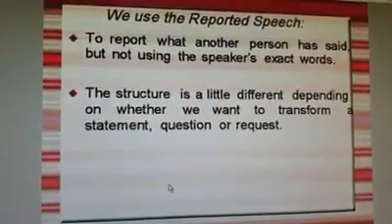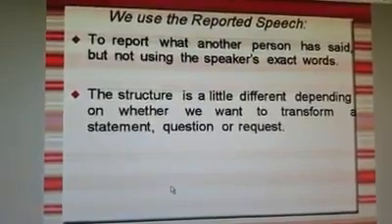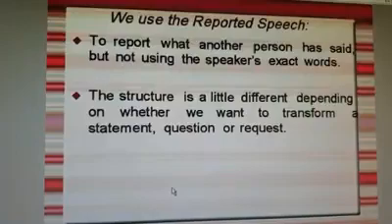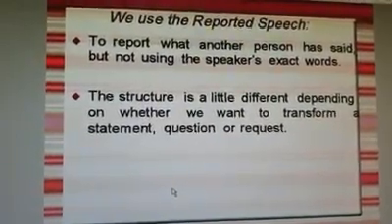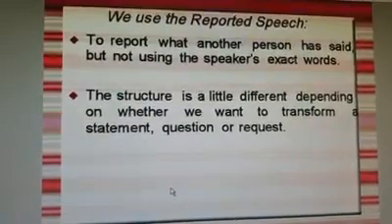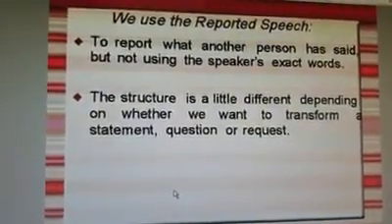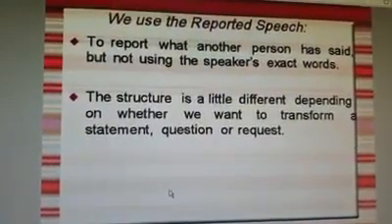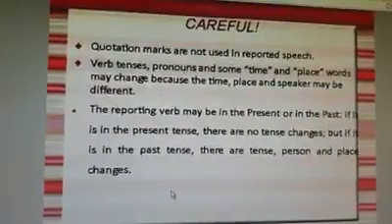We have said that we have direct speech and reported speech. In direct speech, we give the speaker's exact words, while in reported speech, we give the exact meaning of what he or she said. The structure is a little different depending on whether we want to transform a statement, a question, or a request.